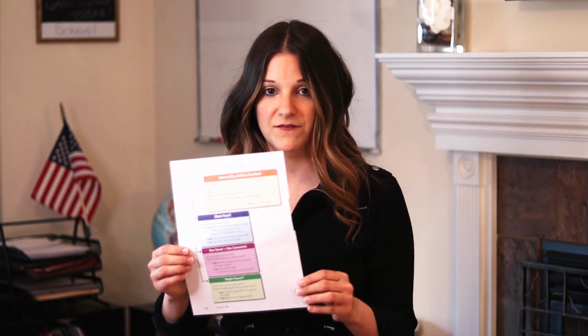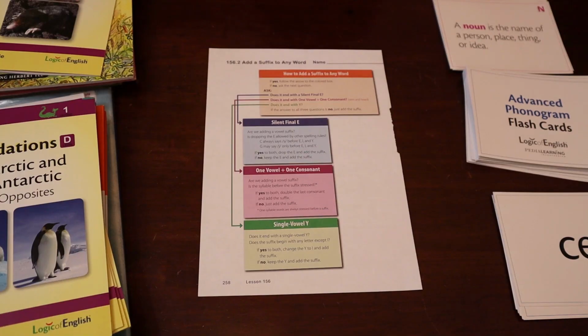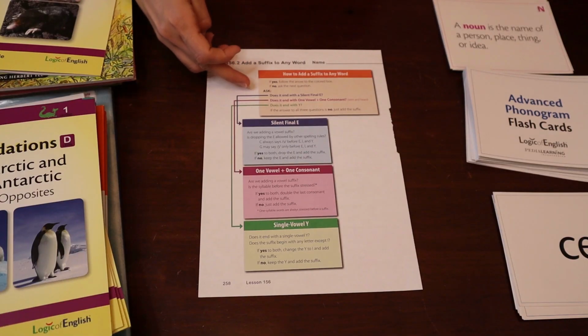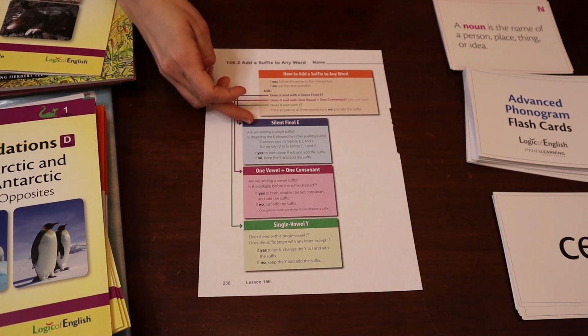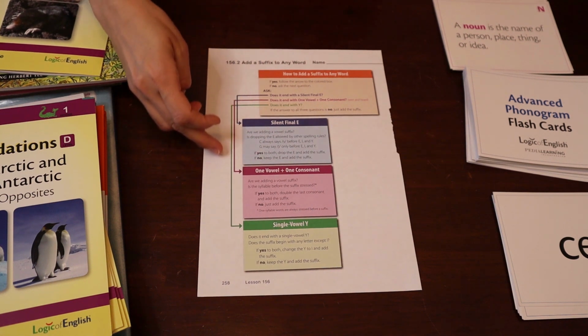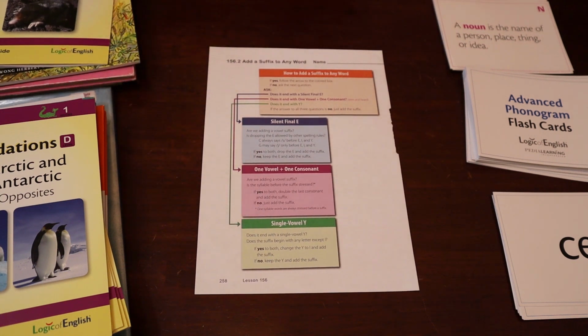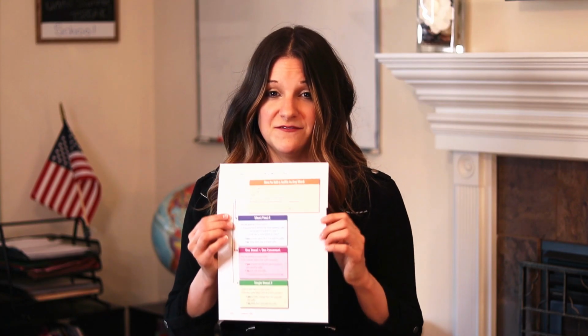So one really great chart that's part of the book is this one. It says how to add a suffix to any word. And this is taught through the D book, going through each level as you go down, being able to figure out if it's because of the silent final E, is it situation 1 vowel, 1 consonant, is it the single vowel Y, and how do I add that suffix? And this chart is very helpful when working with your kids.